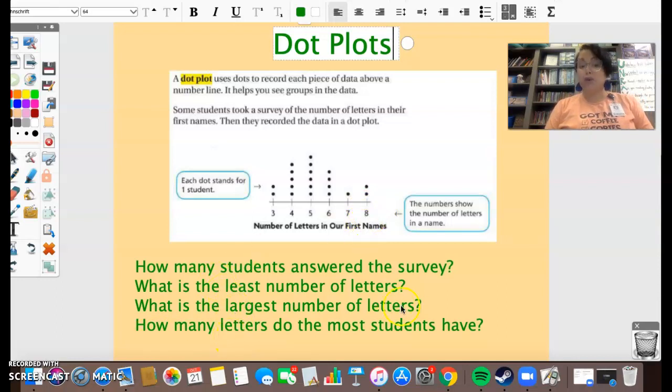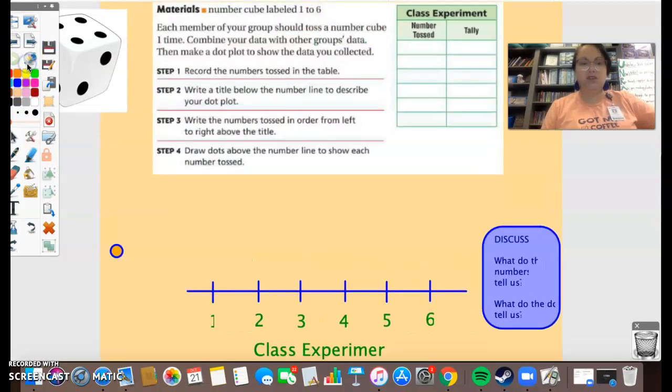And so the question here is, how many letters do the most students have? Which number of letters down here has the most dots? That's easy, right? 5. You can tell just by looking. You don't even have to count because the dots go up higher here for 5. Good. All right. Moving on.